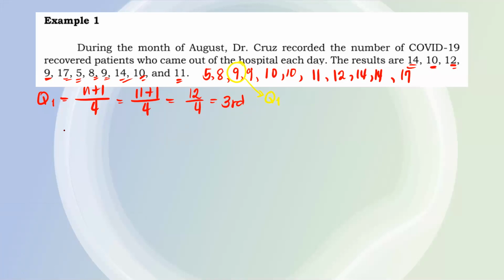Paano naman yung quadrant 2? So yung first quadrant natin is the third data, which is 9. Okay, how about yung second quadrant? Sakto pala siya eh.